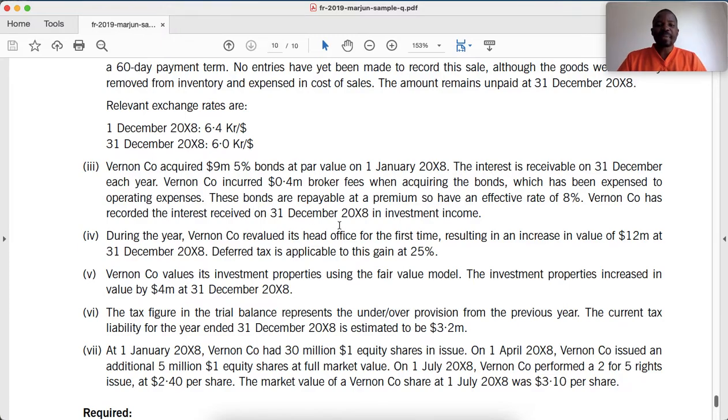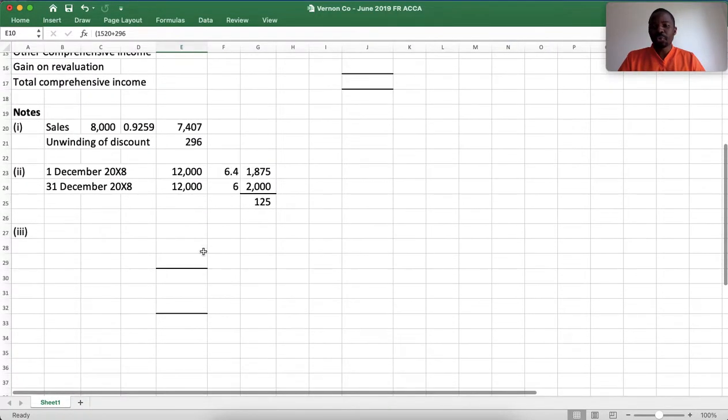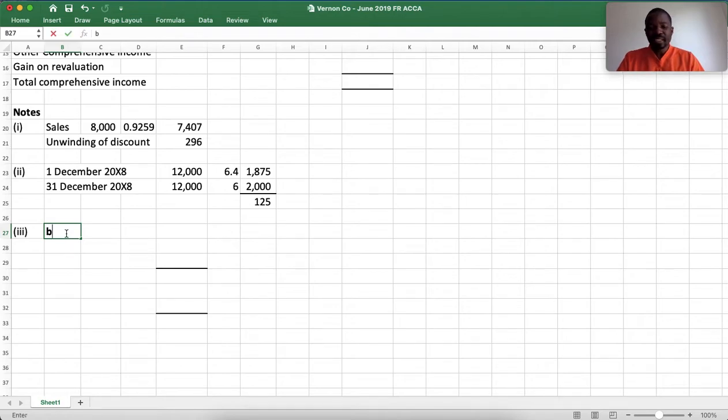These bonds are repayable at a premium, so have an effective rate of 8%. Vernon Co has recorded the interest received on 31 December in investment income. Now Vernon Co has again recorded the wrong value as investment income. We'll have to reverse that and record the correct figure. Now let's do our workings. Go to note number 3. It's bonds acquired.